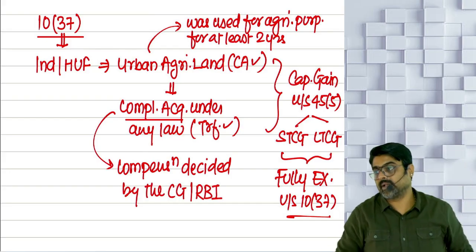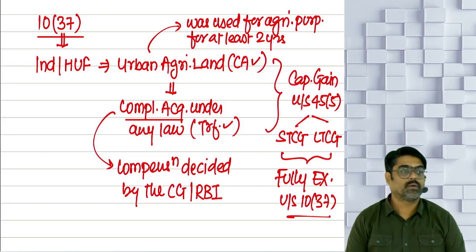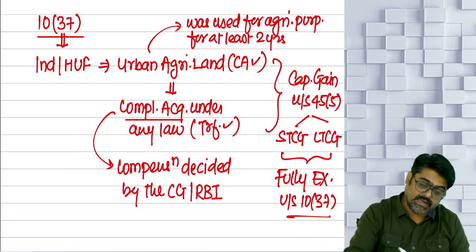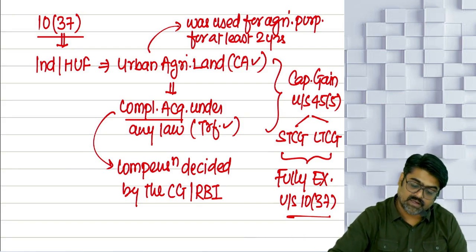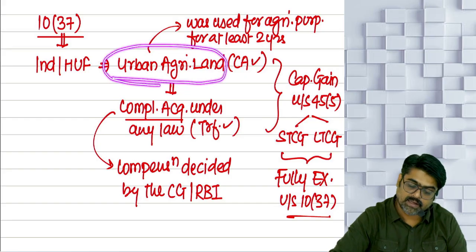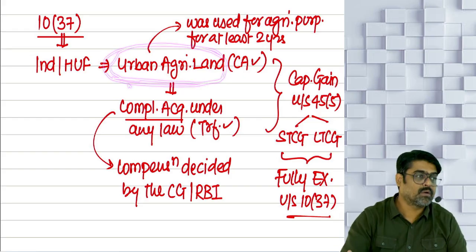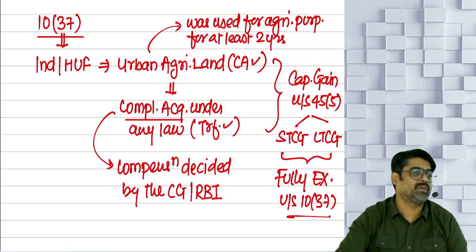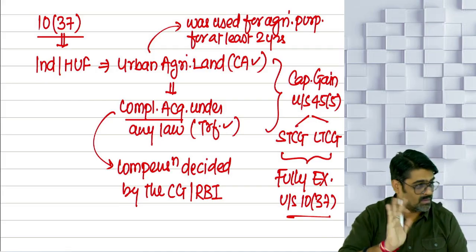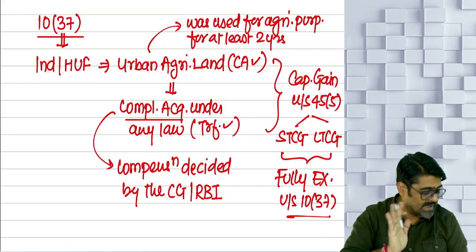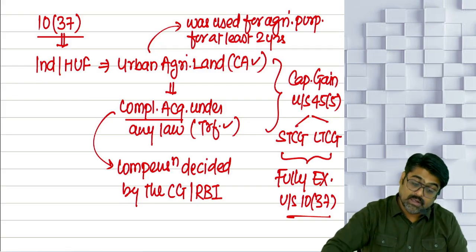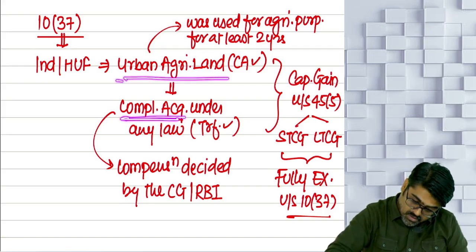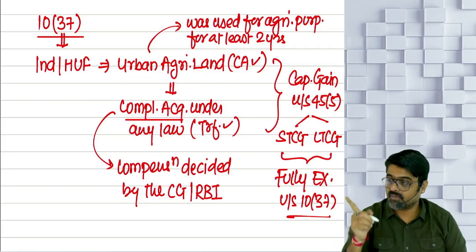So on the compulsory acquisition of a capital asset, which capital asset? Urban agricultural land. First of all, there is a specific asset. Any capital asset or only urban agricultural land? Urban agricultural land sold. If sale will happen, capital gain will be taxable. So urban agricultural land is not sold. Compulsory acquisition is taking place. Any type of transfer? No. Specific type of transfer.